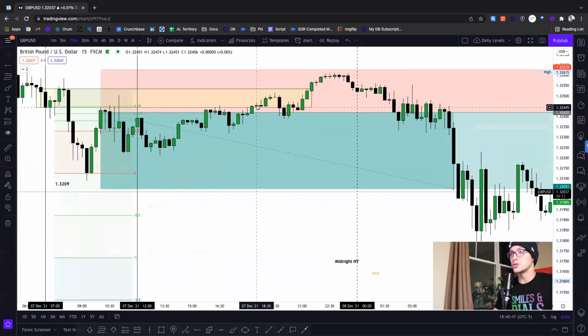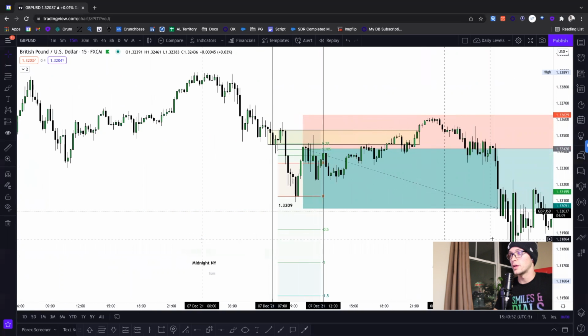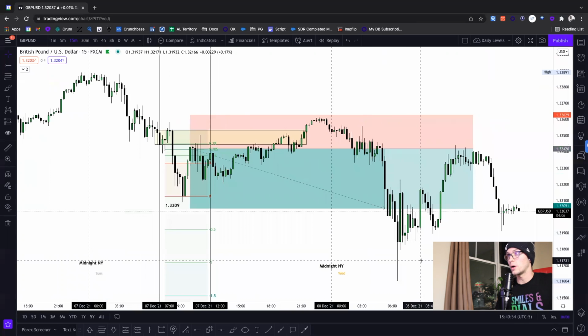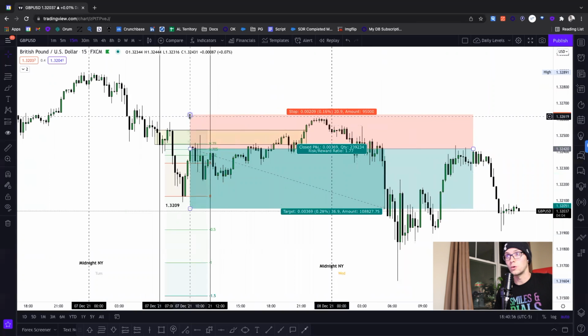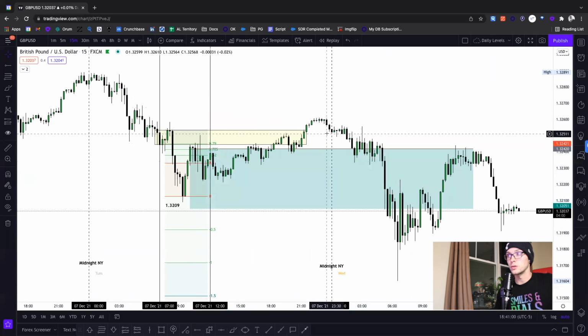Anyway, I hope this was helpful. We ended up taking liquidity this morning, obviously down over here, and trade played out all well, and we broke even. So when we went down here, boom, stop loss goes there. You're risk free.